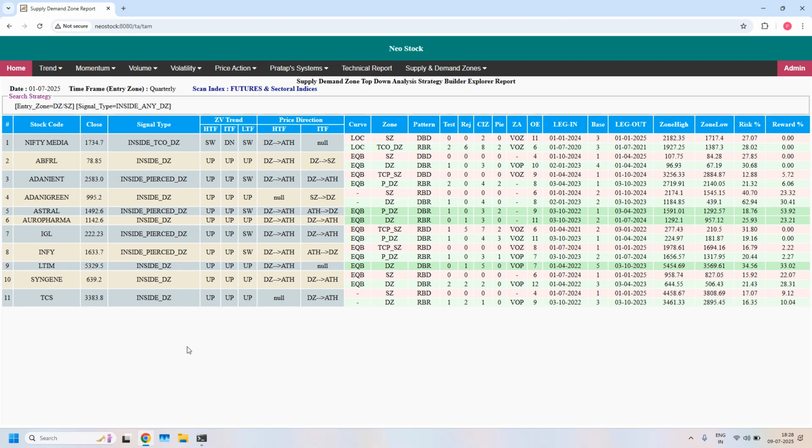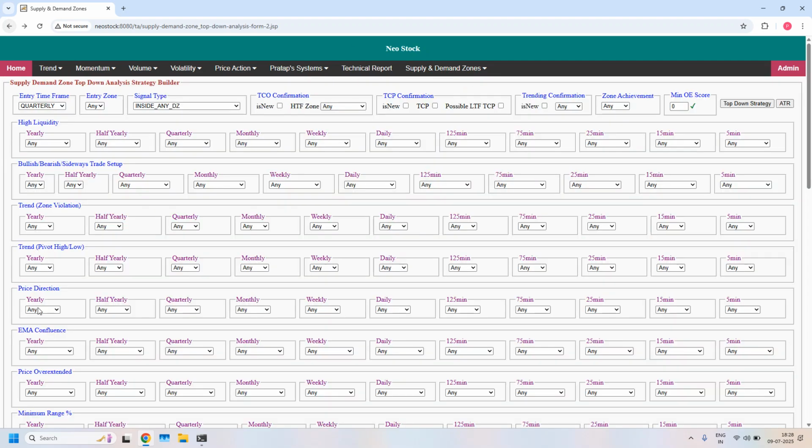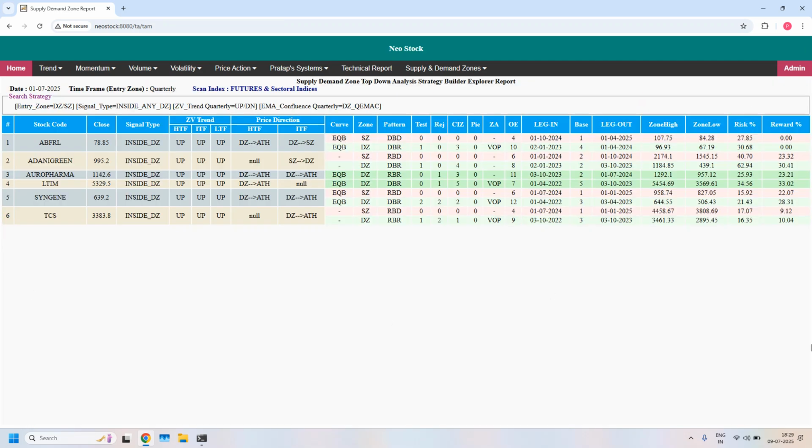We can further filter based on quarterly demand zone having quarterly EMA confluence. By setting that, and at the same time the trend on the quarterly should not be sideways, it can be up or down. We got 6 stocks.